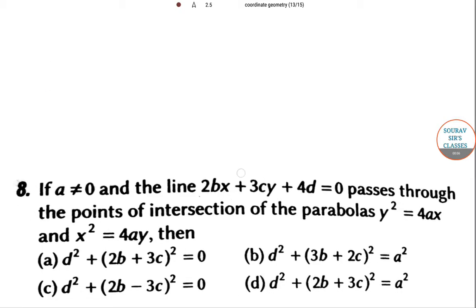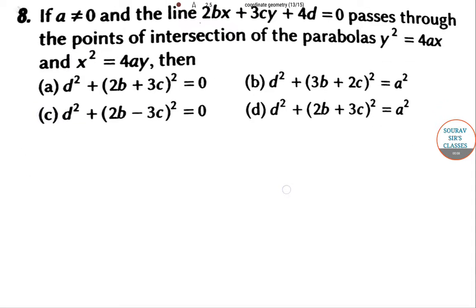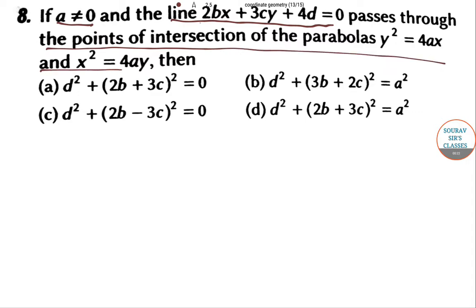Let's discuss a question regarding the points of intersection of parabolas. If a is not equal to 0 and the line 2bx + 3cy + d = 0 passes through the points of intersection of parabolas y² = 4ax and x² = 4ay, then d² + (2b + 3c)² equals what? Let's start and check which option is correct.